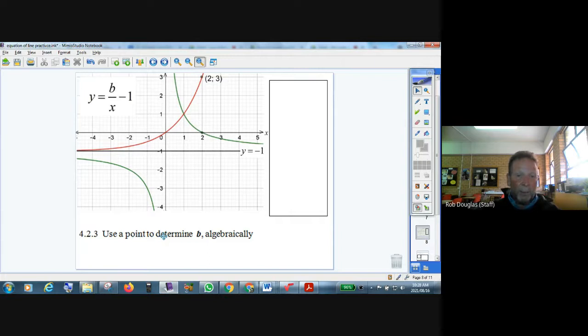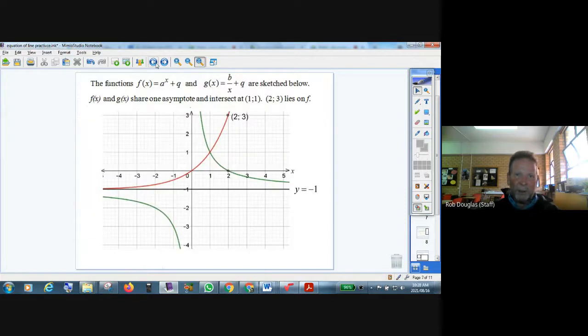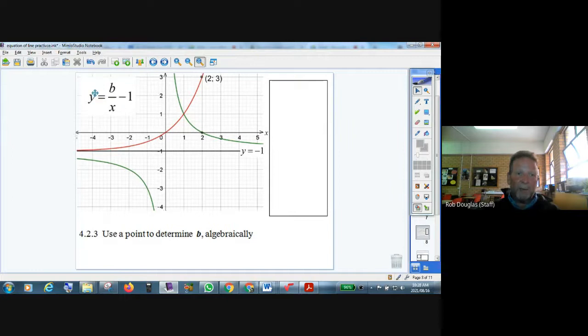We're going to use a point to determine b algebraically. Well, we don't know what b is, but we knew q was minus 1. I think this is the function g of x, but that g of x is really just y. Here's the formula we're going to use: y is equal to b over x minus 1. What point can we use? This is the hyperbola, and we've got a point here. We know that it goes through 2 and 0. When x is 2, y is 0.